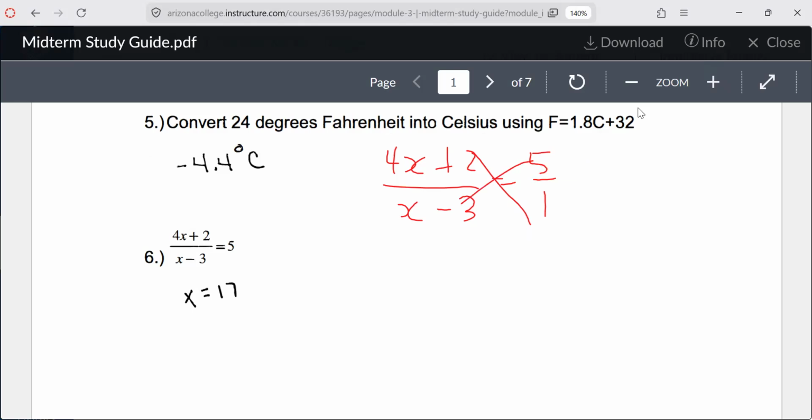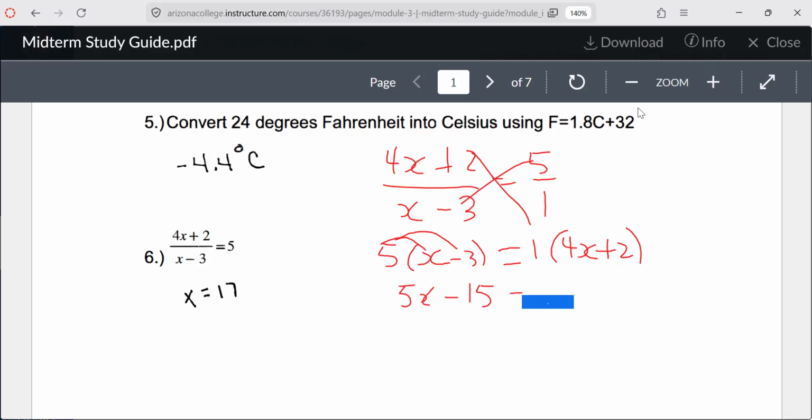If I cross multiply, I have 5 times (x - 3). Remember, the 5 is multiplying x - 3, so put that in parentheses, equals 1 times (4x + 2). But 1 times anything is that same thing, so that gives us 4x + 2. Now I'm going to use the distributive property. 5 times x is 5x, 5 times 3 is 15, equals 4x + 2.